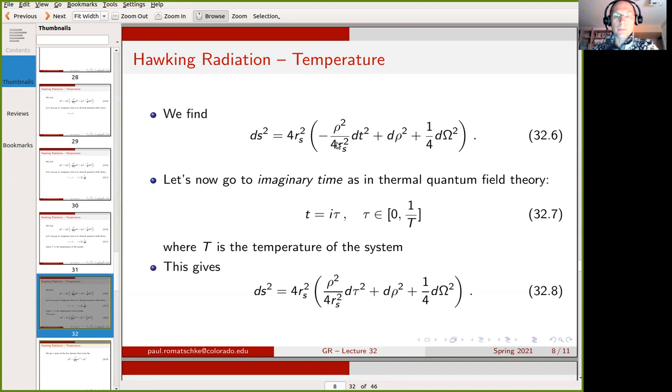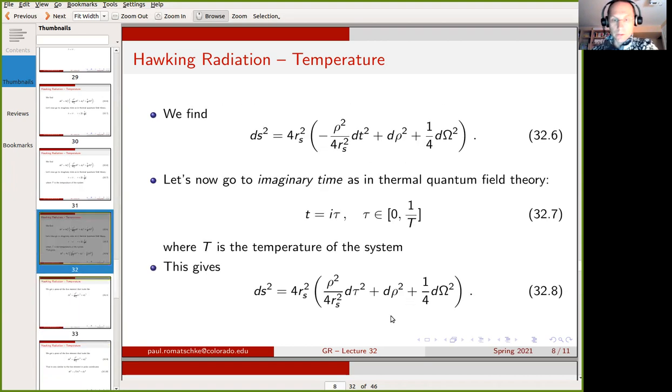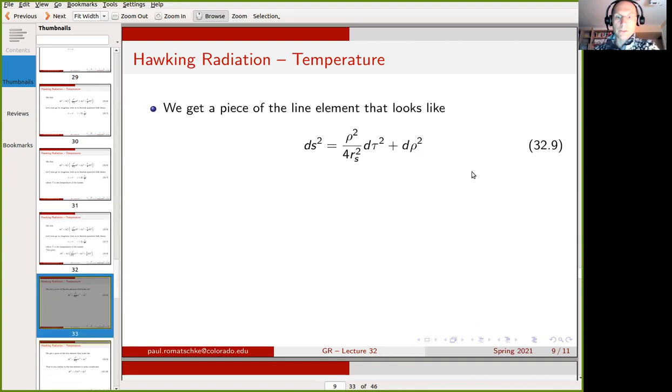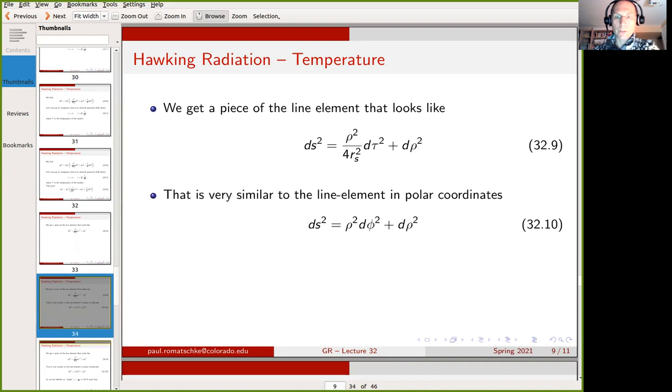So basically what that means is that this term here, the term that usually used to be minus rho squared over 4 rs squared dt squared, just becomes plus rho squared over 4 rs squared d tau squared. The rest of the metric remains unchanged. However, if we concentrate on this part of the metric here, then this looks somewhat like the metric in polar coordinates. Okay, so we have the piece that looks like d rho squared in polar coordinates, and then in polar coordinates we have rho squared d phi squared with the angle phi.